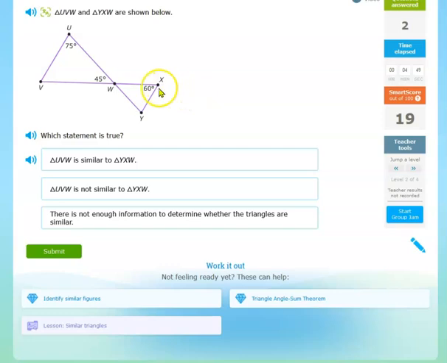Let's see, right off the bat, I don't have any matching angles yet, but I'm thinking let's go ahead and figure out what V is. And if V happens to be 60, then we could keep going from there. So let's try that first. So let's see what V is.